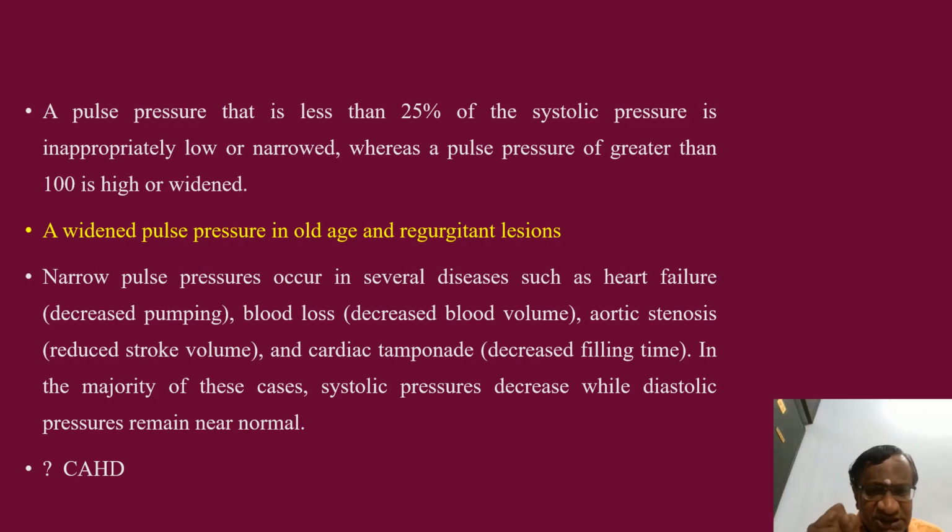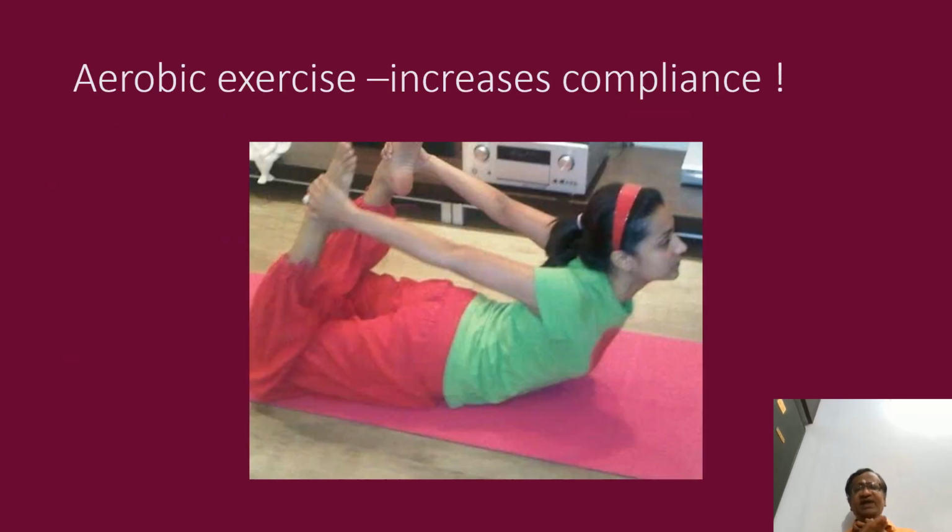Narrow pulse pressure is seen in aortic stenosis, sometimes due to cardiac tamponade or heart failure. That is what a narrow pulse pressure is. Aerobic exercise increases the compliance. The vessels become better.